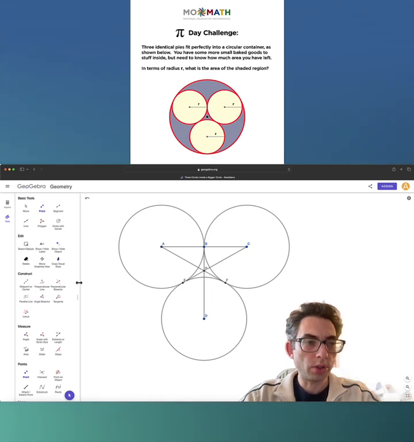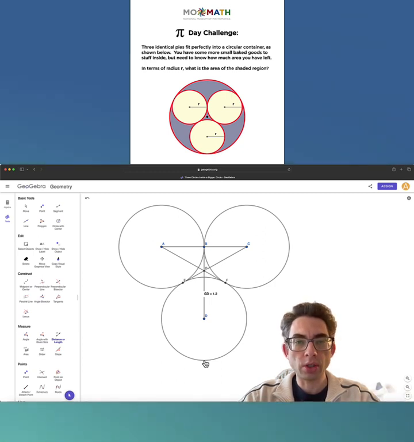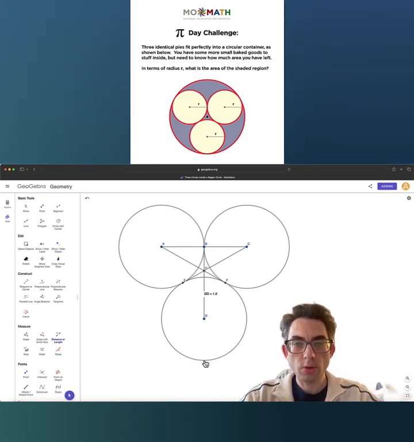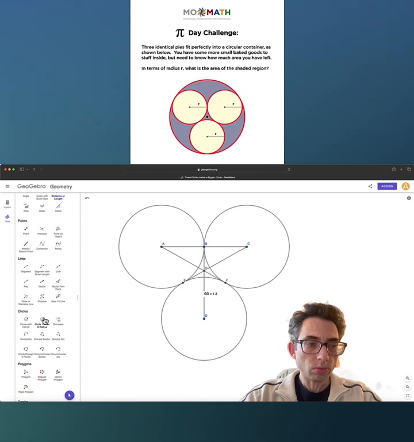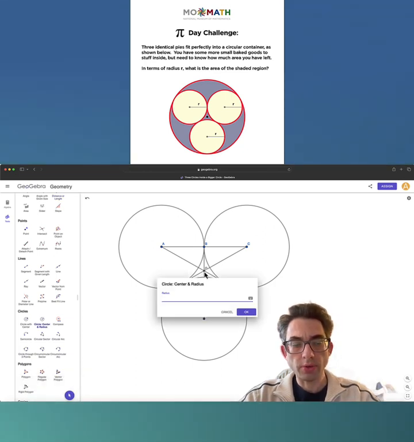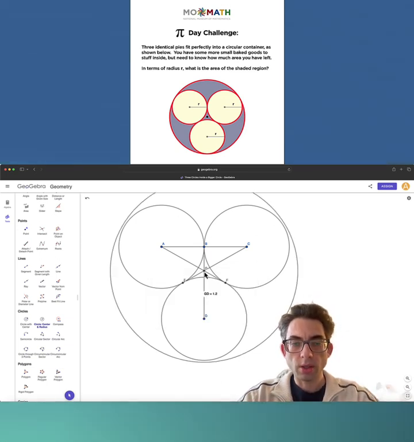So let's measure the GD. GD is 1.2, and we know from D to the circumference is 1. So that means that the radius of our circle should be 1.2 plus 1, which is 2.2. So let's see if that works. We're going to make a circle with center and radius, and the radius we calculated to be 2.2. Let's see if that works, and it does not work. The circle is too big.